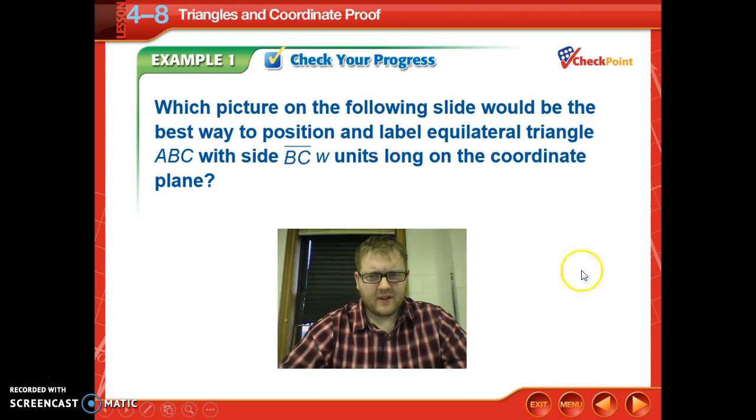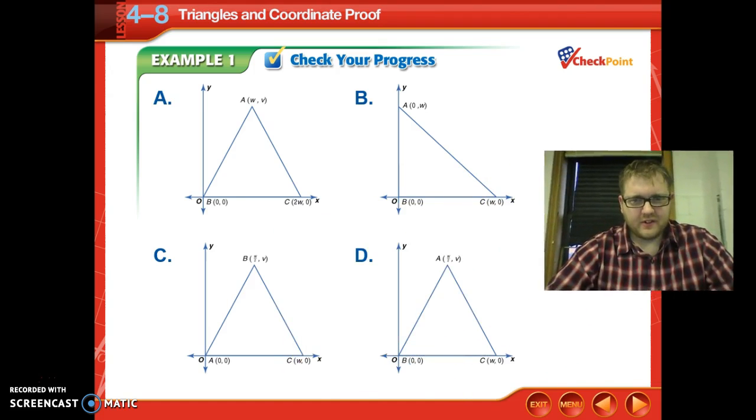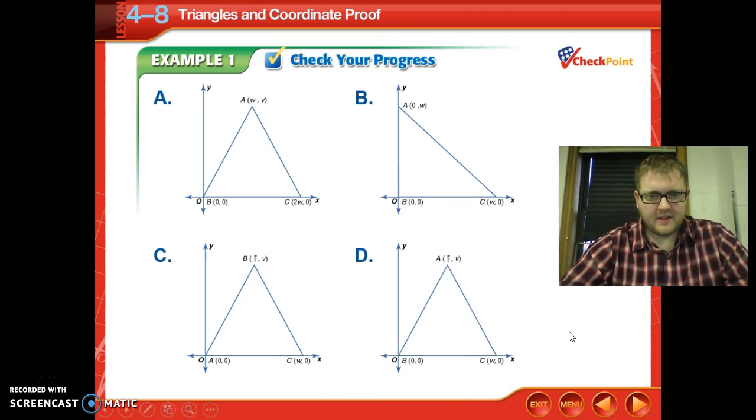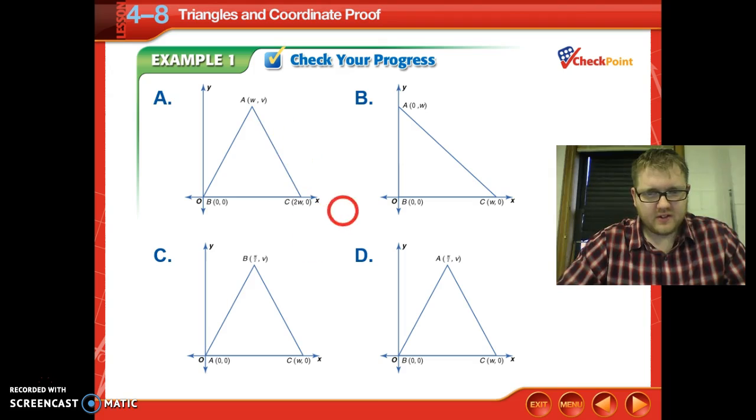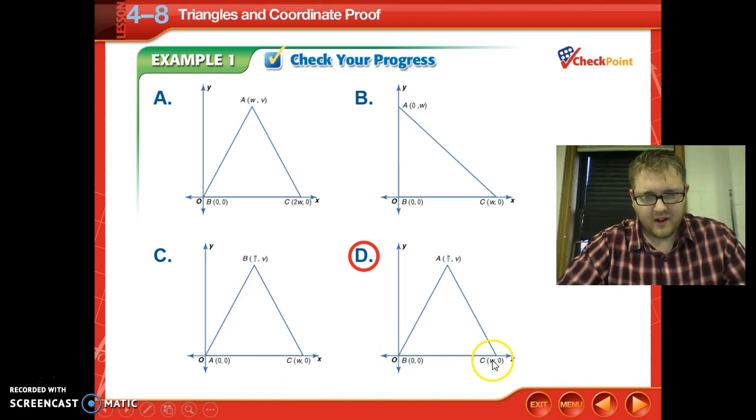We're going to look at some pictures on the following slide, which would be the best way to position and label equilateral triangle ABC. Notice that side BC is W units long on the coordinate plane. So we need an equilateral triangle, and side BC is going to be W units long. So go ahead and take a look at these four triangles and figure out which one would match. And hopefully you chose D here because it is in fact an equilateral triangle, and BC has to be the side that is W units long, so it would have this W x coordinate.